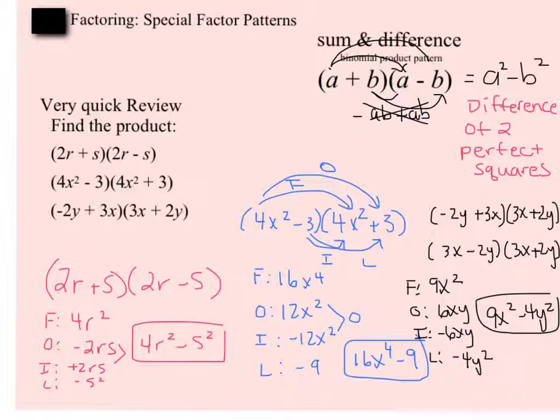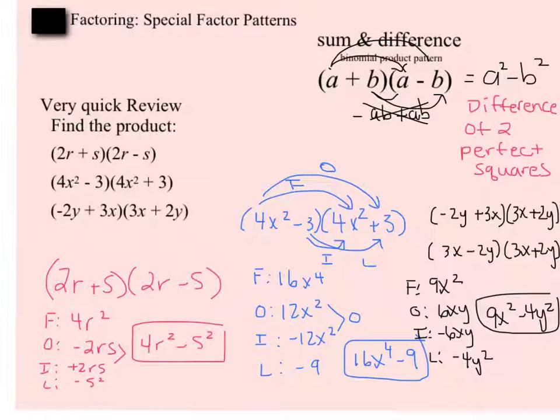In the first example, I get the first to be 4r squared, the outsides negative 2rs, the insides positive 2rs, and the last negative s squared. The positive 2rs and the negative 2rs add to 0, and so I'm left with a binomial of two perfect squares and the difference between them.